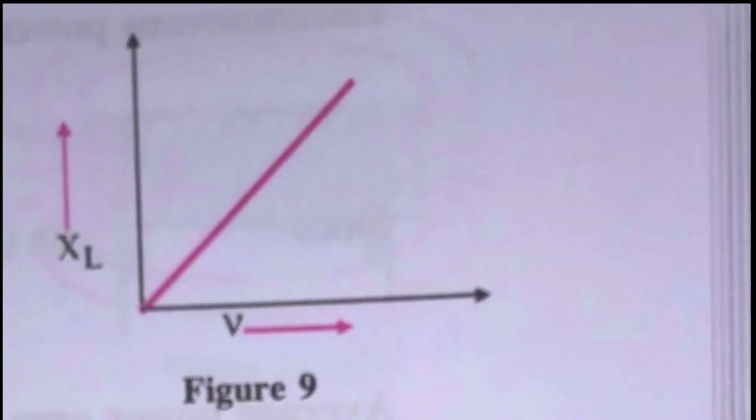Now this graph shows the variation of X_L with the frequency. As X_L is given by the formula 2 pi nu into L, which means that X_L is directly proportional to the frequency for an inductor. So this graph represents that X_L increases linearly with increase in the frequency of the current.